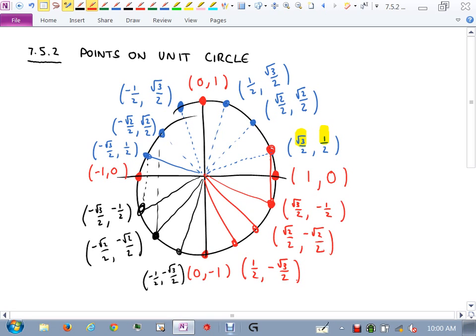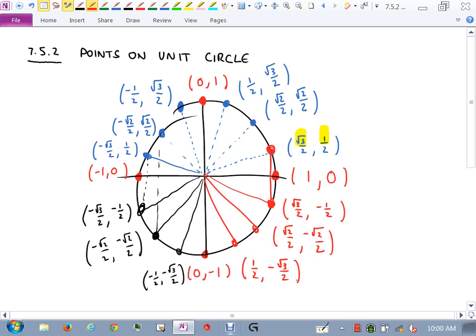I would practice this. I would just Google blank unit circle and print off a few copies and see if you can draw your unit circle without any reference to any notes or anything. Just see if you can draw it out of your own mind. All right?